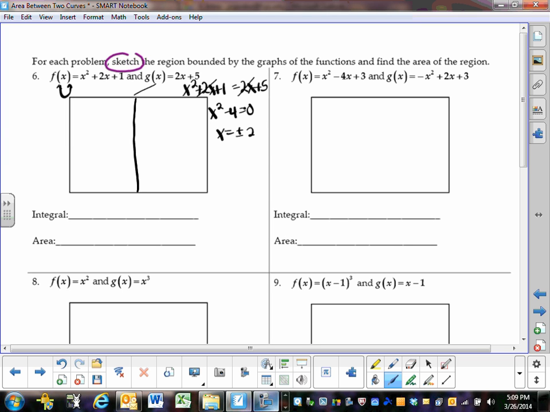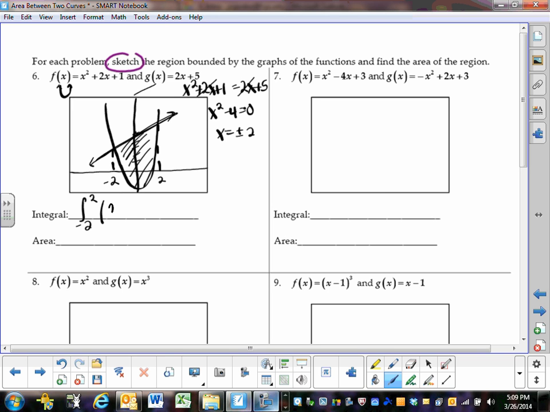So I have some sort of right side up parabola that crosses this line. So if x is 0, y is 5. And I know that these graphs are going to touch. And they intersect at negative 2 and 2. Other than that, I don't care. It's a right side up parabola, crosses that line twice, so the line has to be on top. So we're looking for this area. So that means the integral is negative 2 to 2.